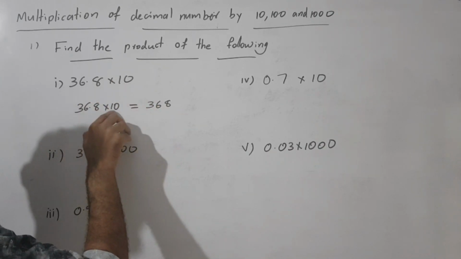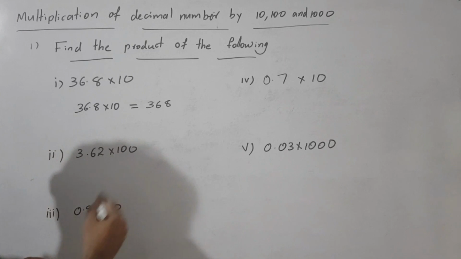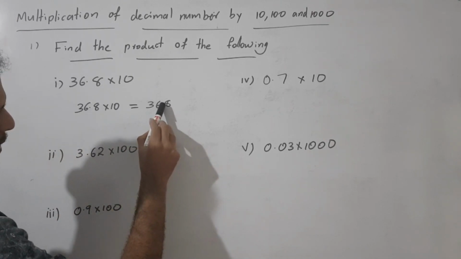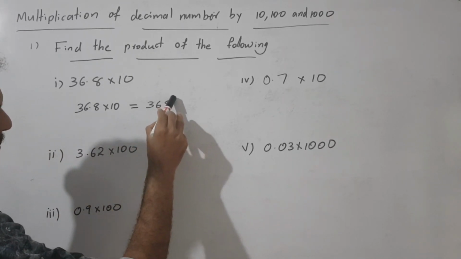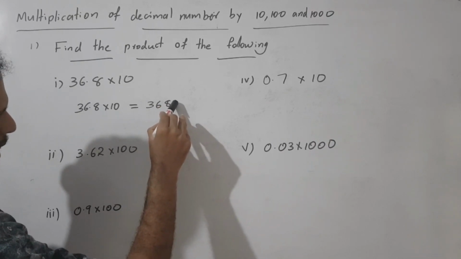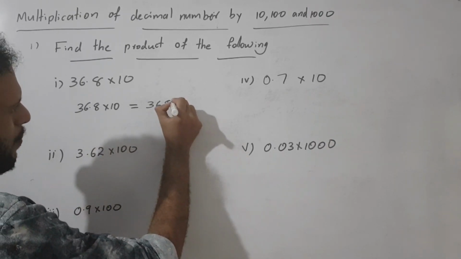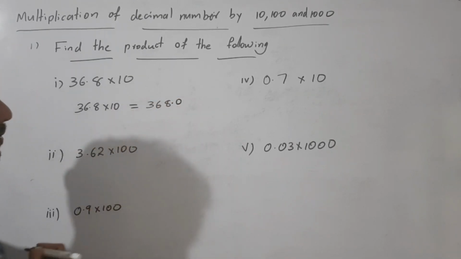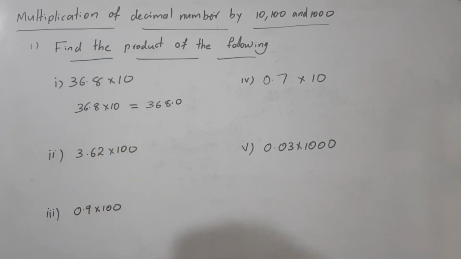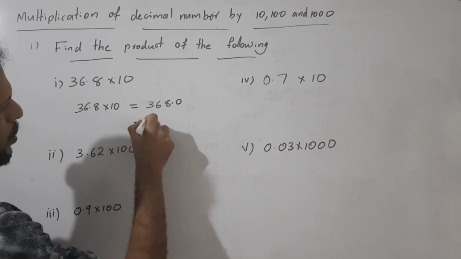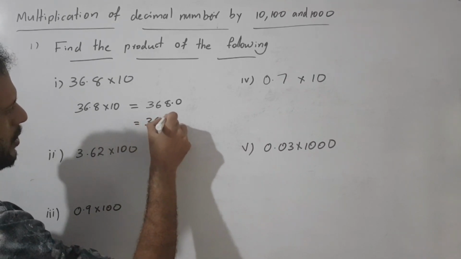To move back how many steps? One step. Now the decimal point is in front of 8. Then the decimal point moves one step back. That means the point is here. Then 368.0. Okay, 368.0 is equal to 368.